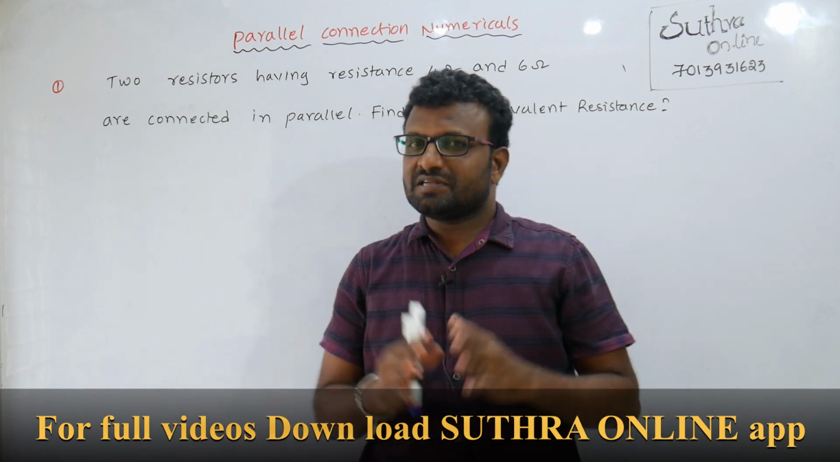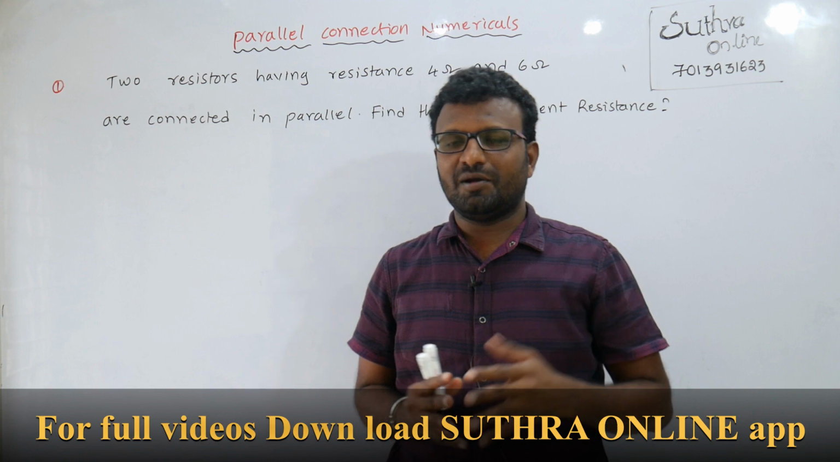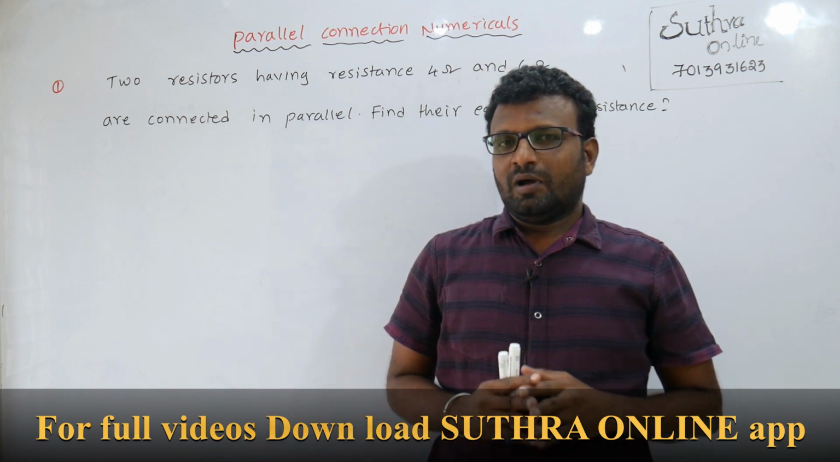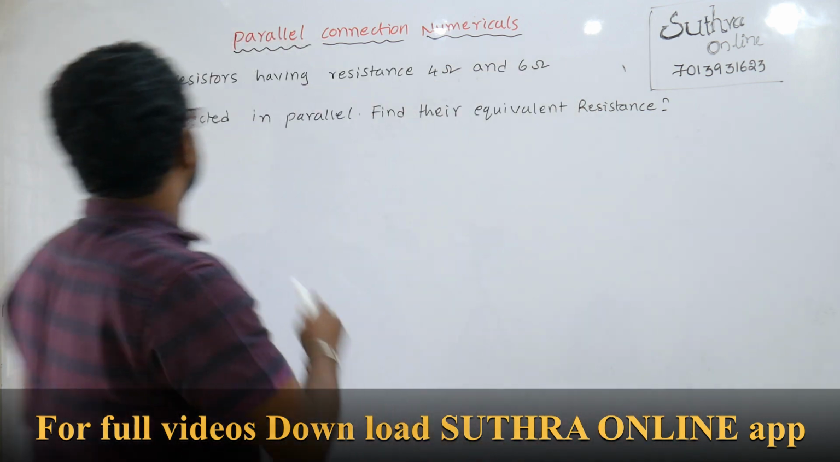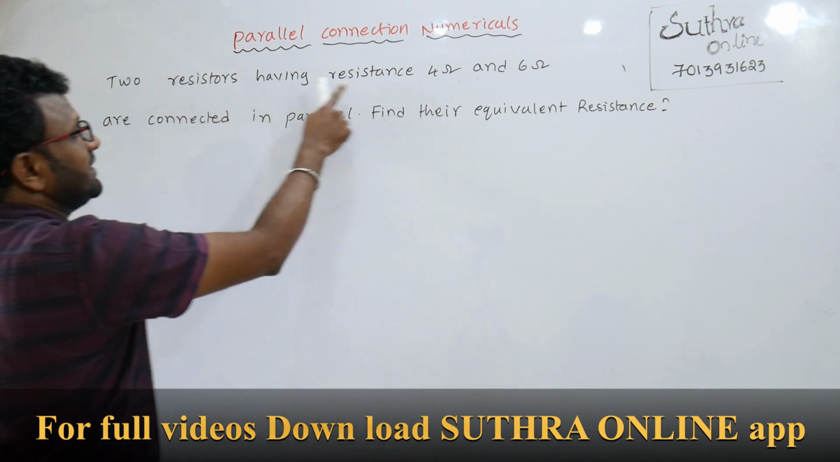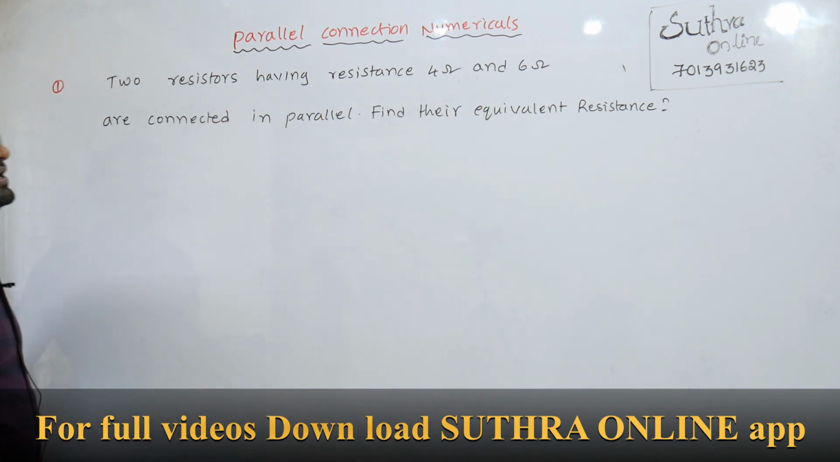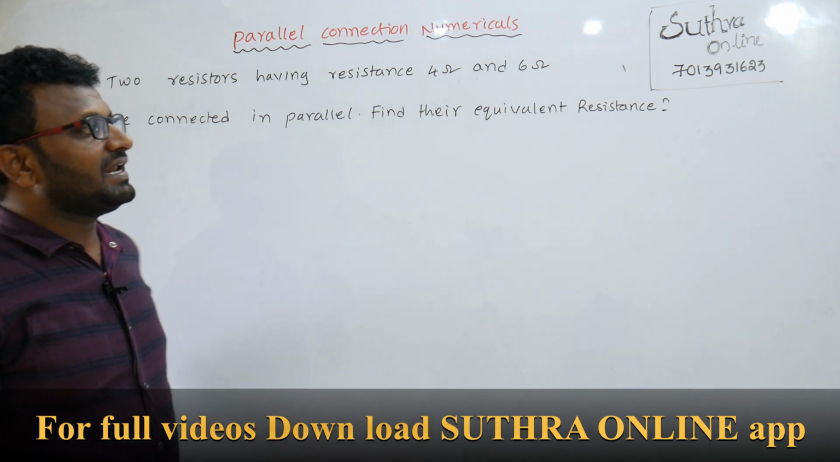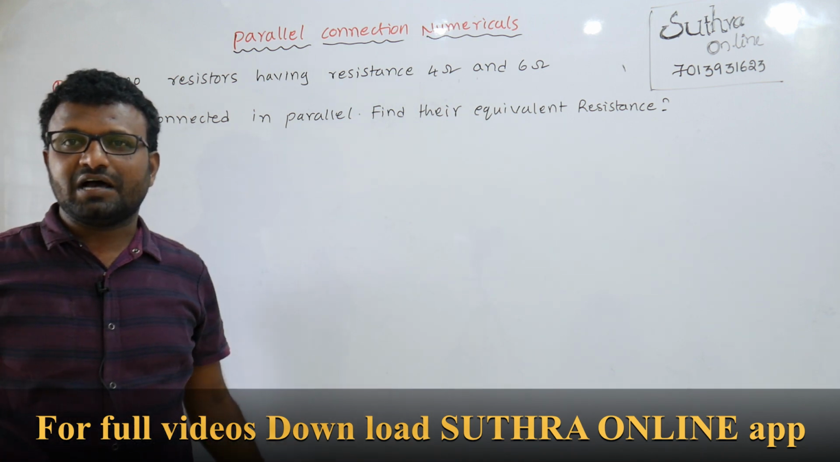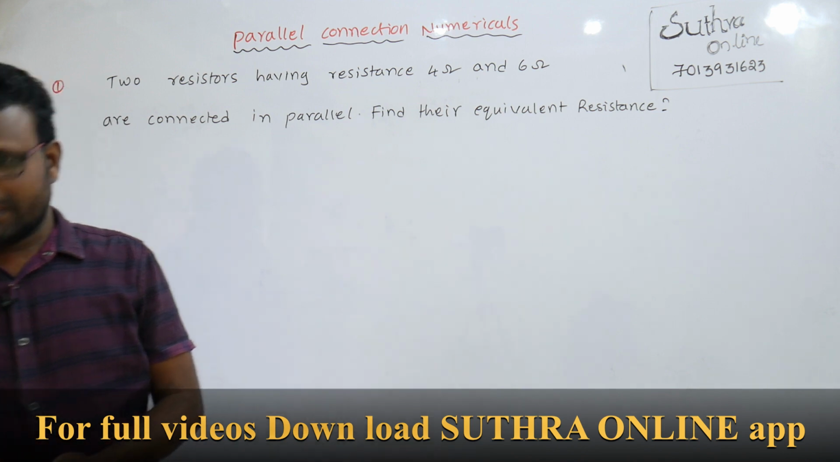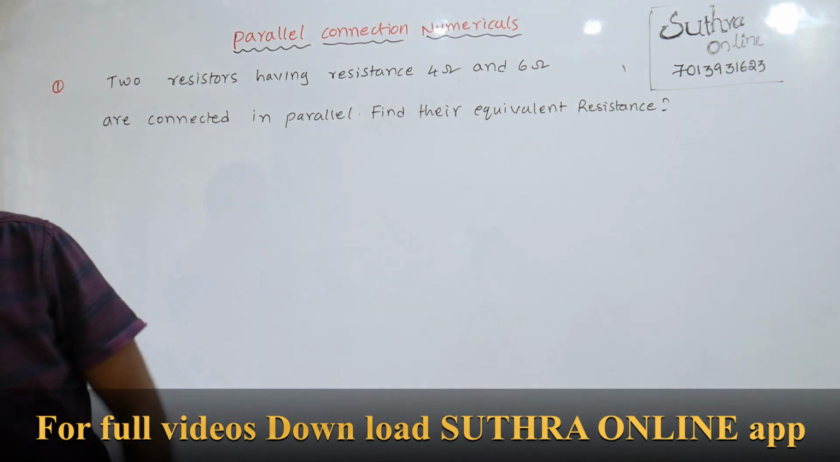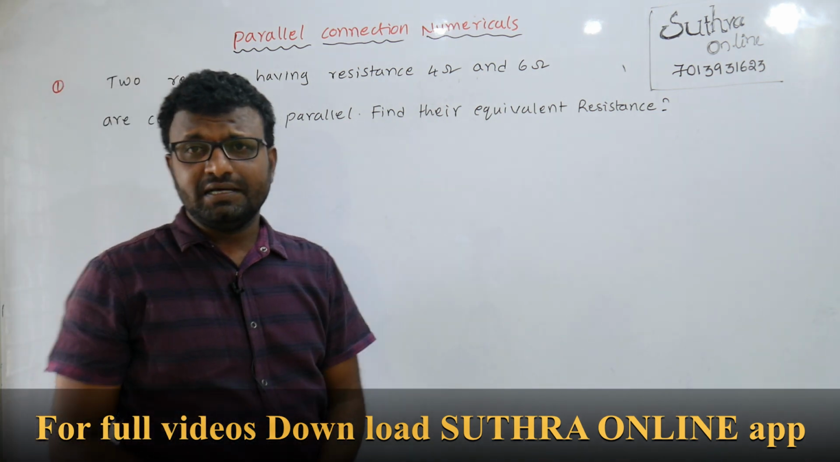Today in this session I am going to explain numerical problems based on parallel connection or parallel combination. So let's start. See here what is given: two resistors having a resistance of 4 ohms and 6 ohms are connected in parallel. Find their equivalent resistance or effective resistance. Now we have to find the equivalent resistance or effective resistance in the circuit.